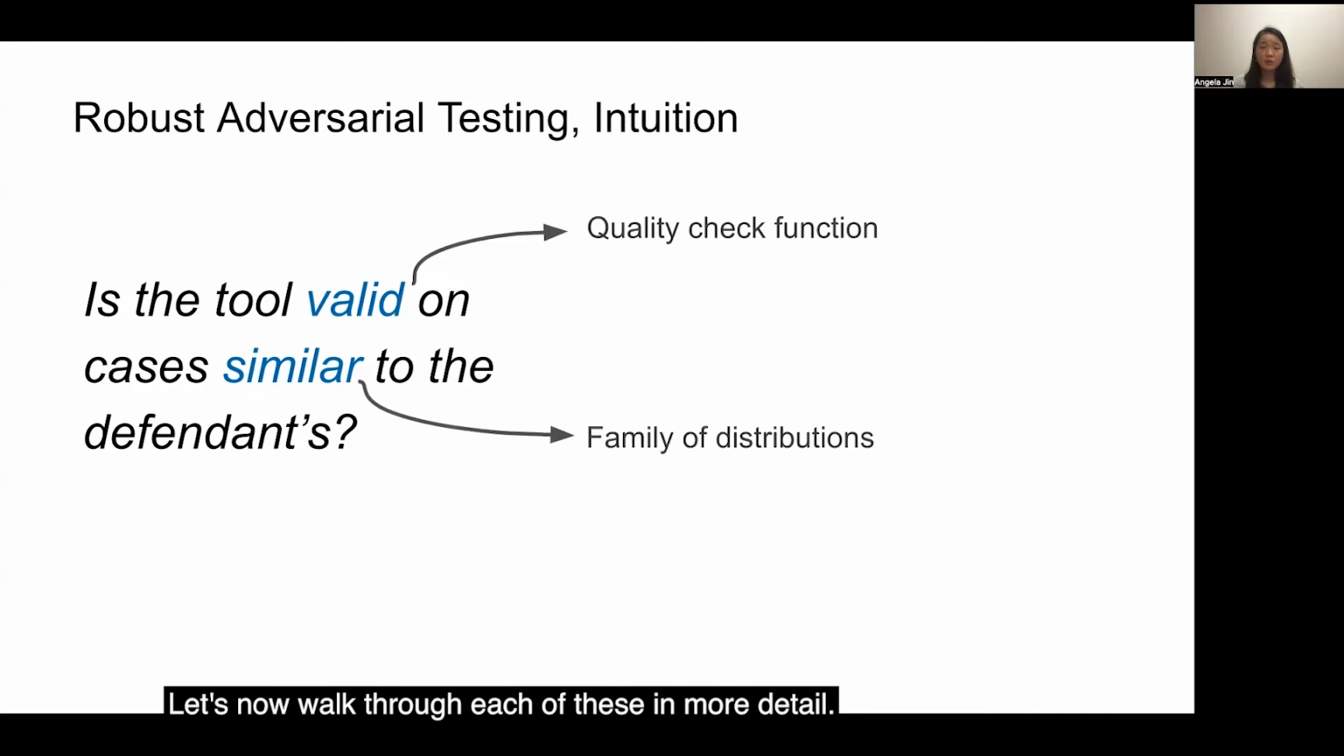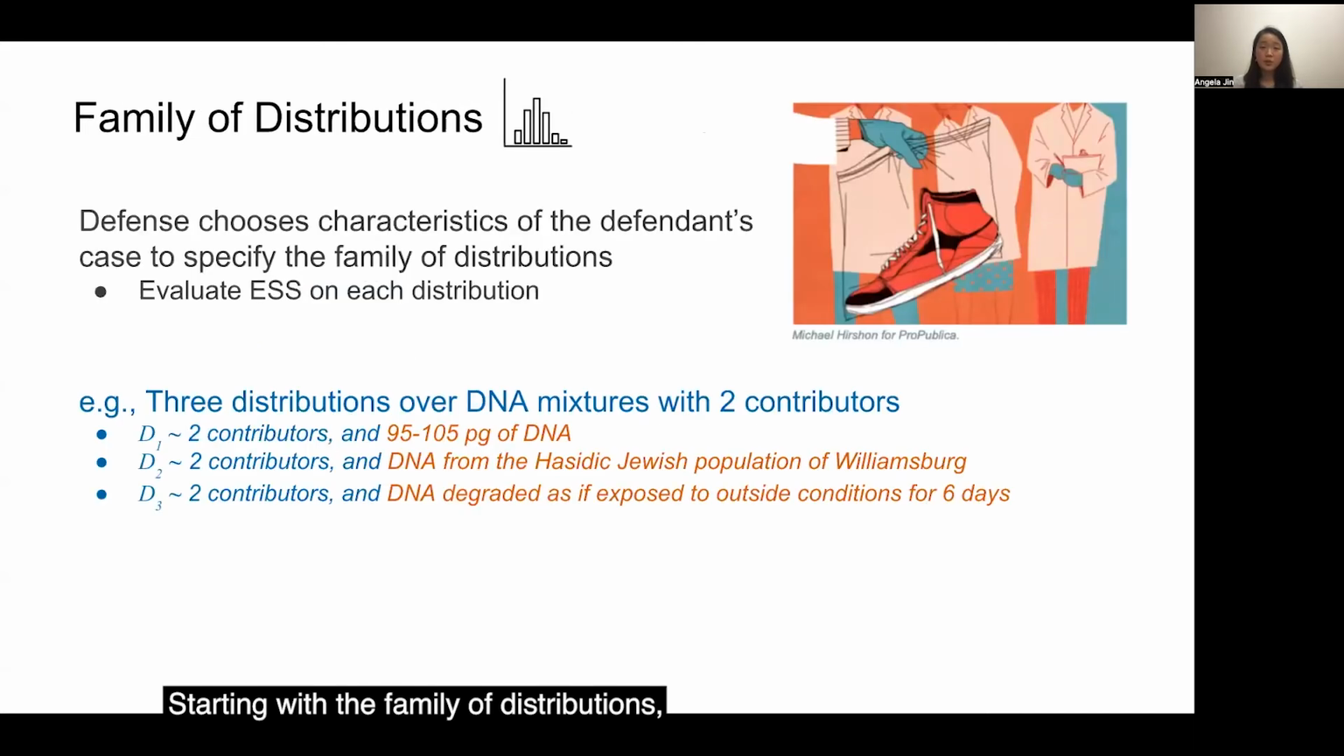Let's now walk through each of these in more detail. Starting with the family of distributions, defense would choose characteristics of the defendant's case to specify the family of distributions. And defense would then evaluate the evidentiary statistical software on each distribution in this family. Let's see an example of what a family of distributions might look like.